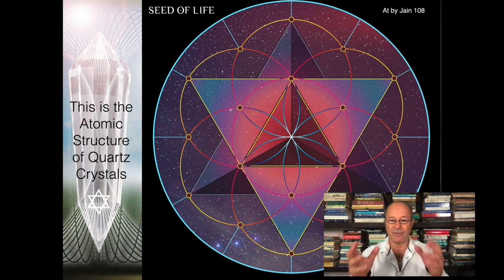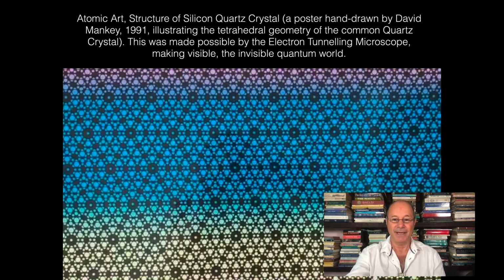But essentially, when we look at the Star of David or the hexagon, we're talking about the atomic structure of quartz. And this is a hand-drawn diagram of silicon dioxide done in 1991 by my colleague David Mankey. It's just showing us the invisible quantum world. But crystals and technology are making visible what was once invisible, thanks to microscopes, which are crystals, thanks to telescopes, which are crystals.